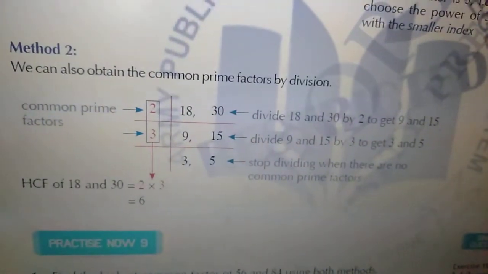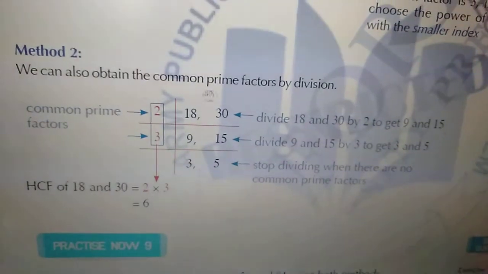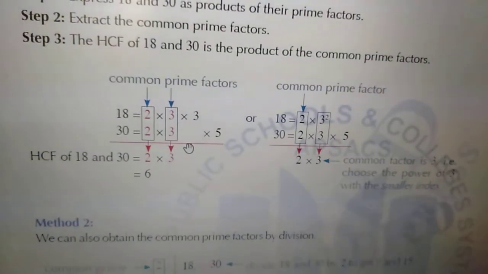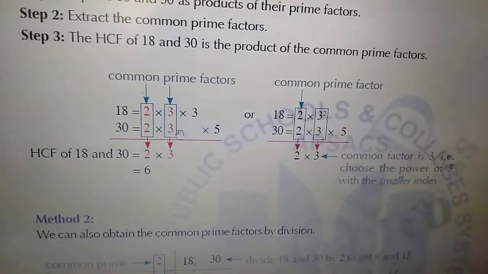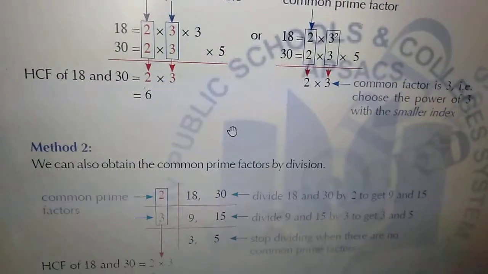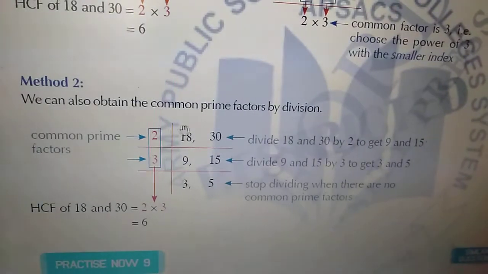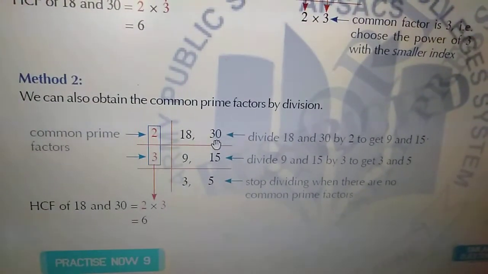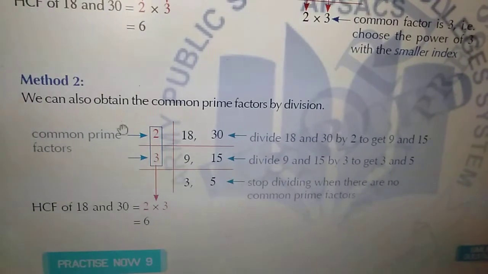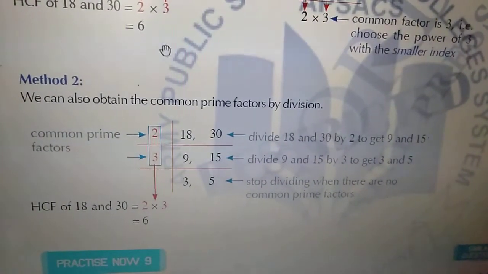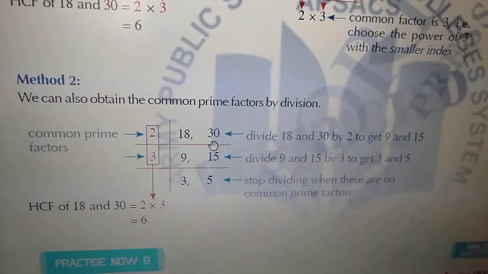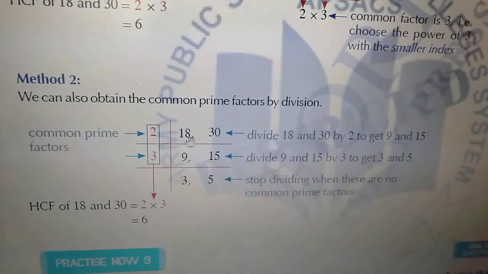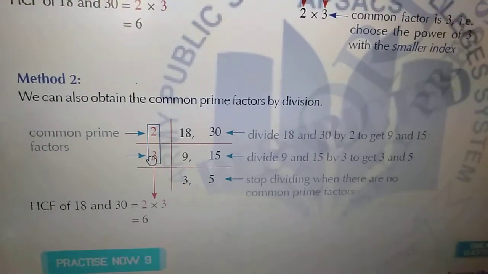Now for method 2, we obtain the prime factors commonly. In the previous method, we found the prime factors of 18 and 30 separately. But in method 2, we take the prime factors of 18 and 30 collectively. This is the main difference between method 1 and method 2.